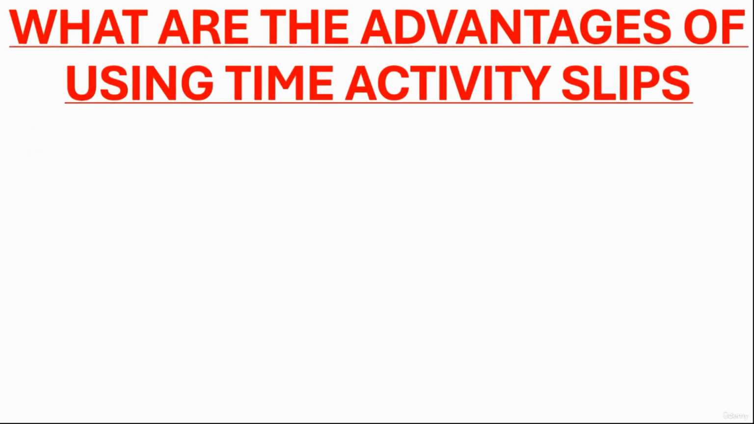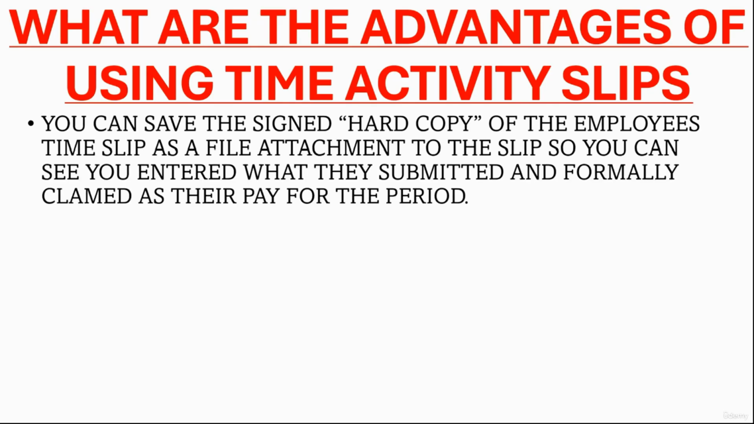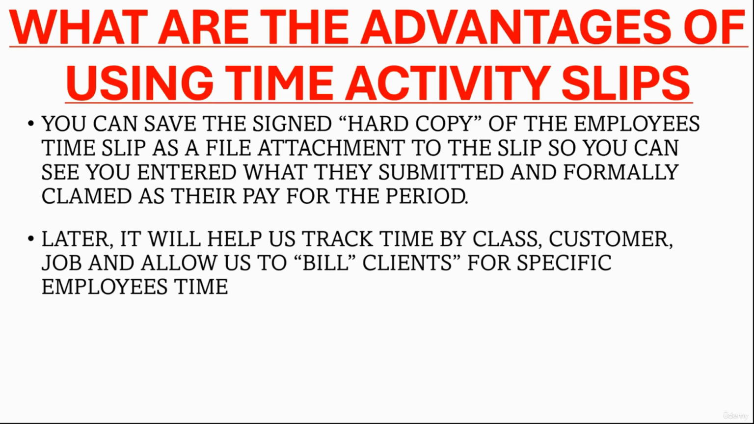So what are the advantages of using a time activity slip instead of doing the payroll the way we've been doing it so far? Well, you can save the signed hard copy of the employee's time slip and file it as an attachment when you record it in QuickBooks Online, so you can see physically what the employee claimed and what they formally entered for the pay period.